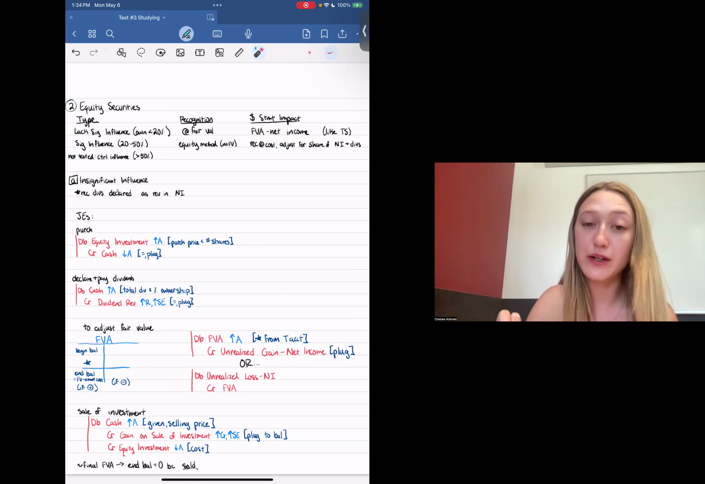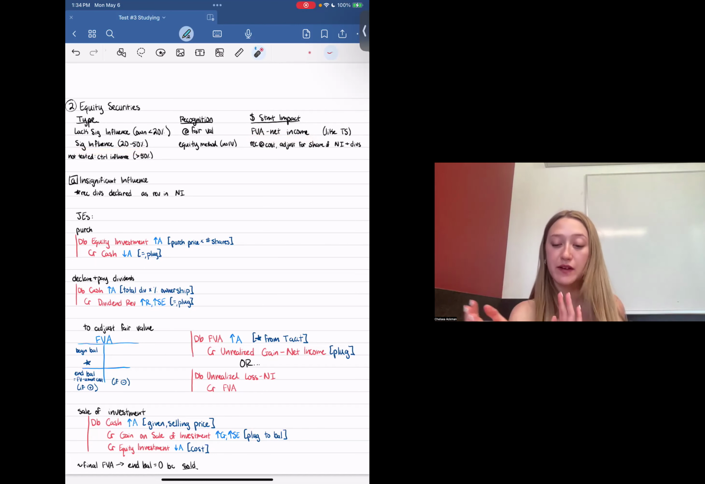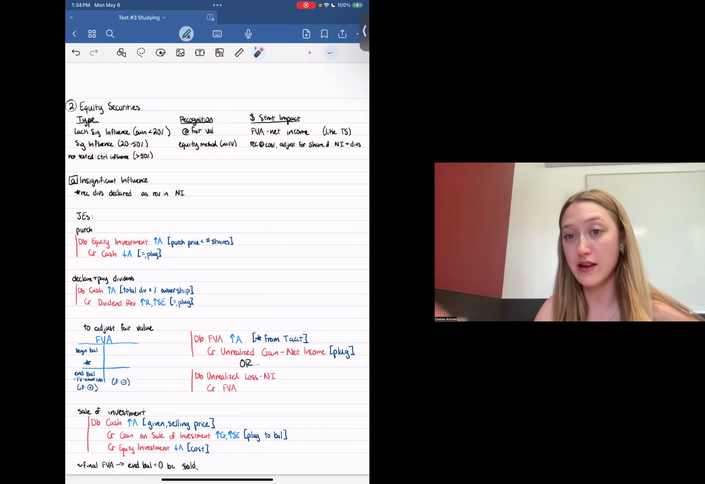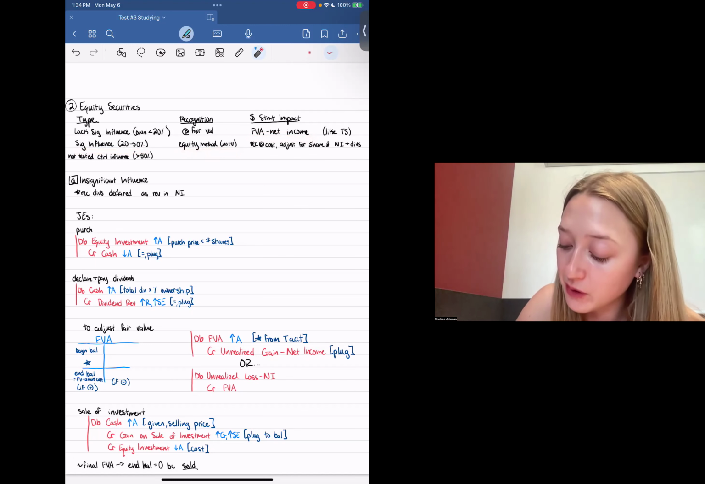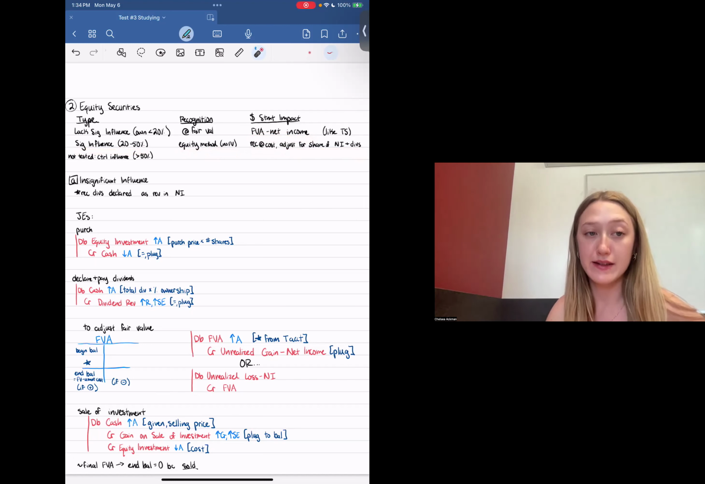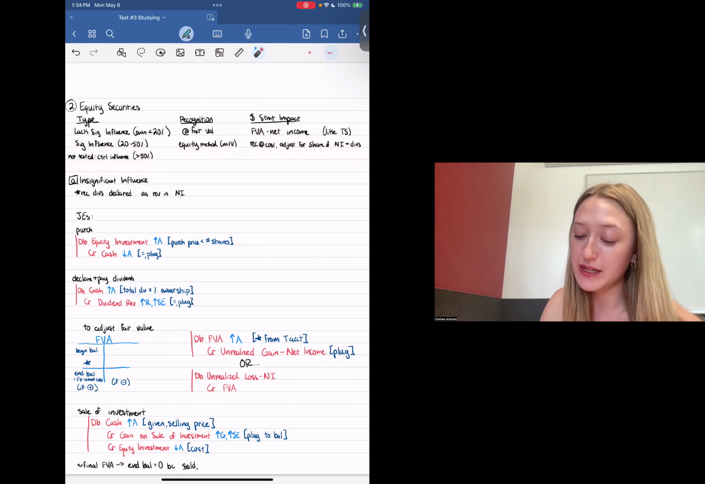And then the other type that we're going to look at in this class is significant influence, which is you own 20 to 50% of the company. And then this is recognized at the equity method. There's no fair value, and then you record at cost, and then you adjust for the share of net income and dividends. And then not tested is controlling influence over 50%.